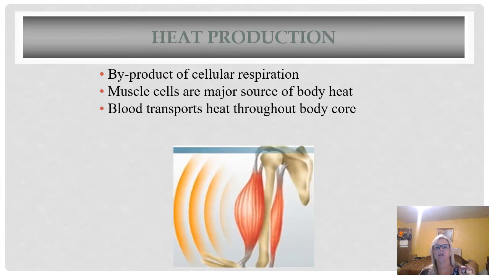So remember, heat is a byproduct of cellular respiration. All active cells generate heat. Muscle tissue plays a large role in supplying body heat. A little less than half the energy released from cellular respiration is available to be used for metabolic processes. The rest has to be released as heat. Blood transports heat from muscle contraction throughout the body, helping maintain that body temperature. The more active you are, the more heat is released.